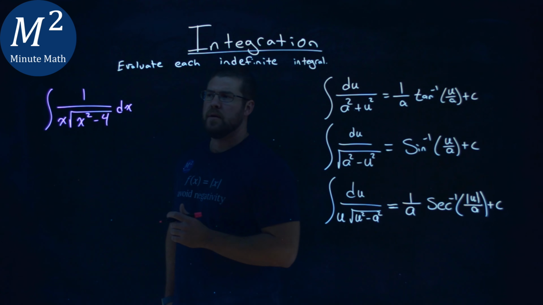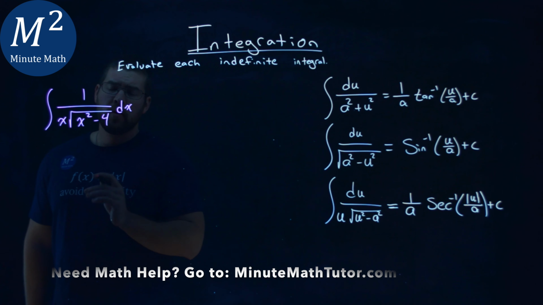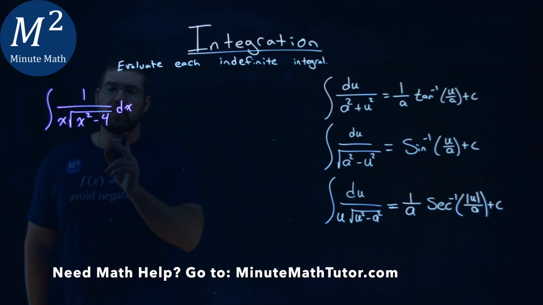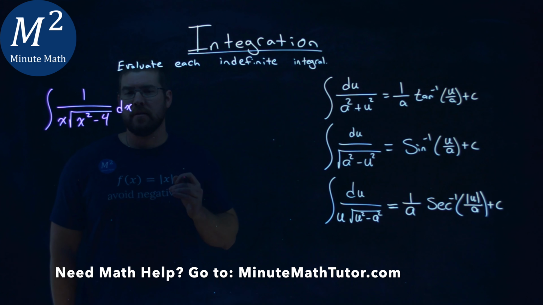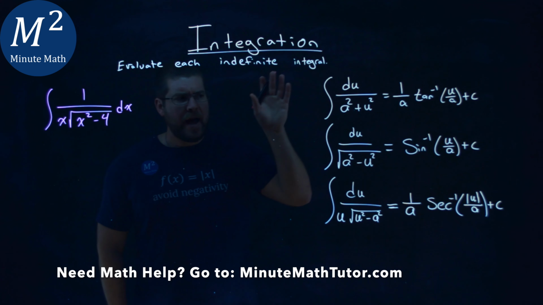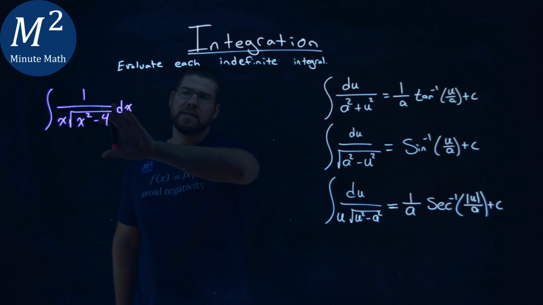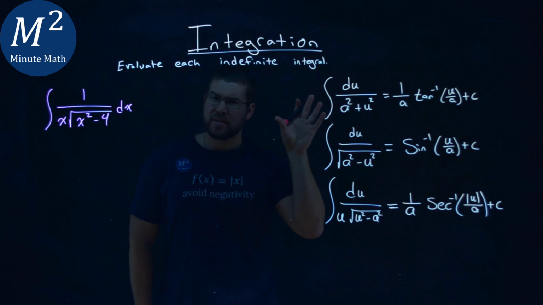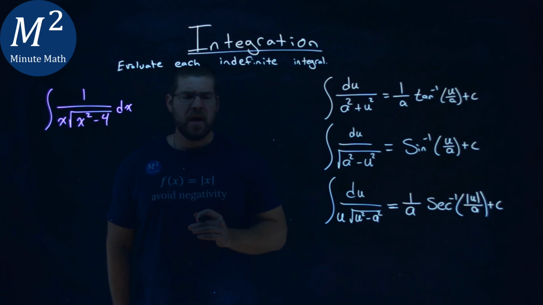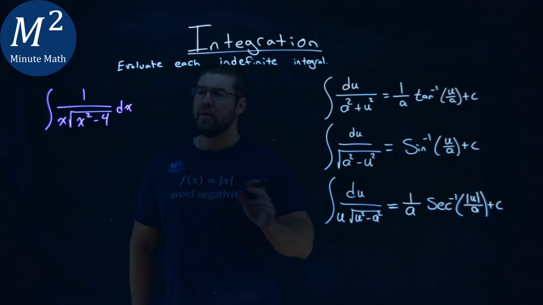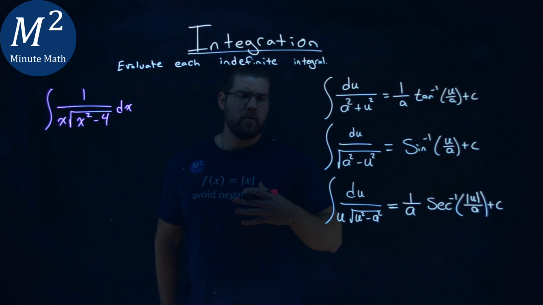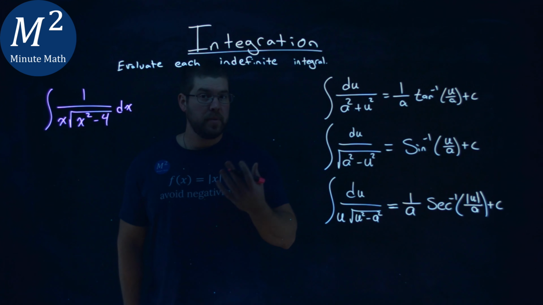We're given this problem right here, the integral of 1 over x times the square root of x squared minus 4 dx. And we have to evaluate this indefinite integral. Well, I have my definitions right here, and I'm going to try to see if I can make this look similar to my definitions. And the one I'm really gravitating towards is the arcsecant one. It looks very similar. So let's go find what an a value and u value can be here.